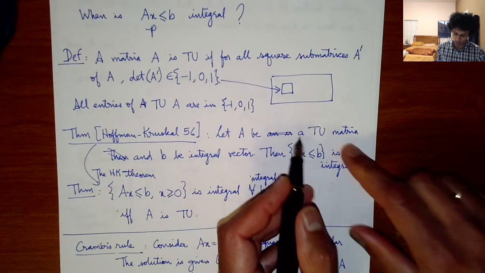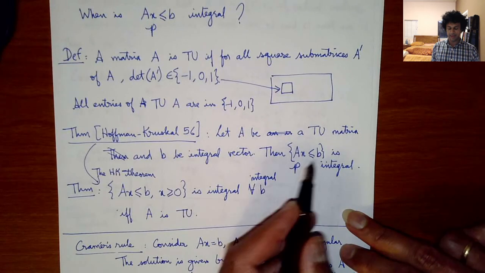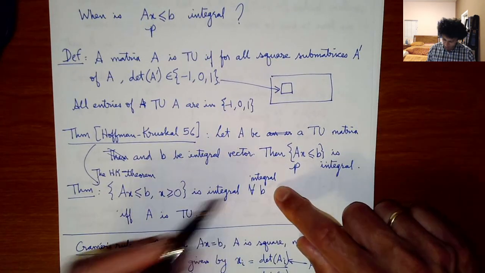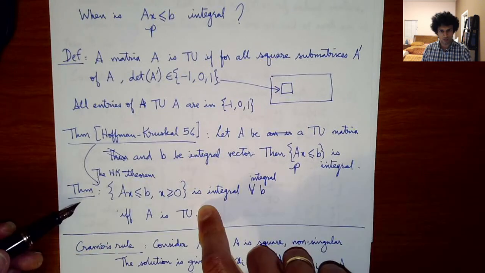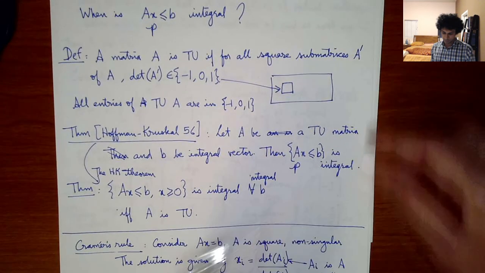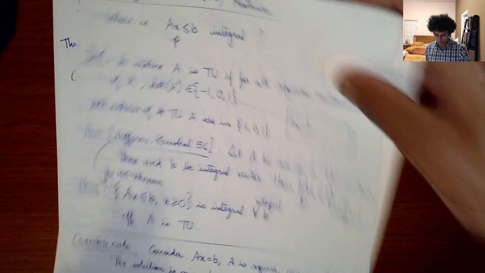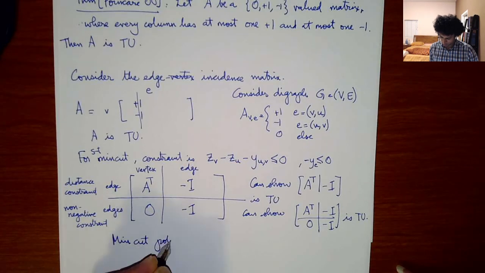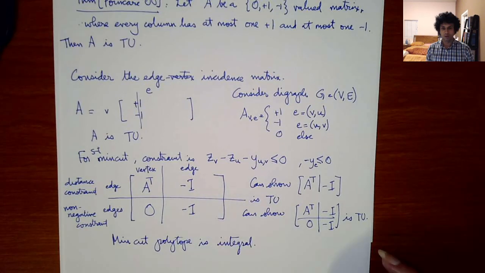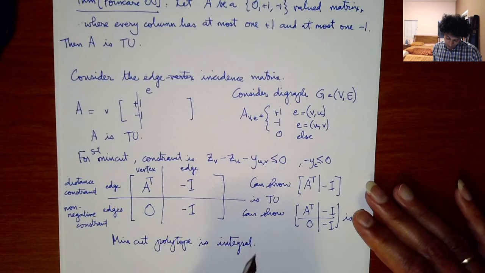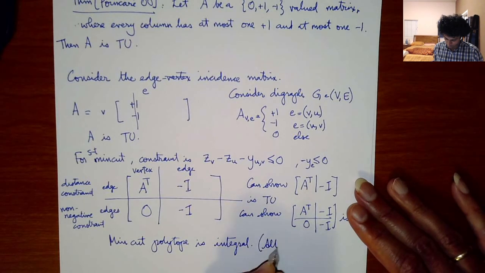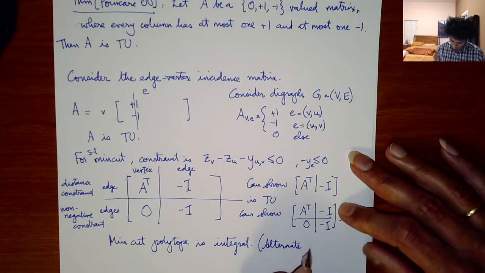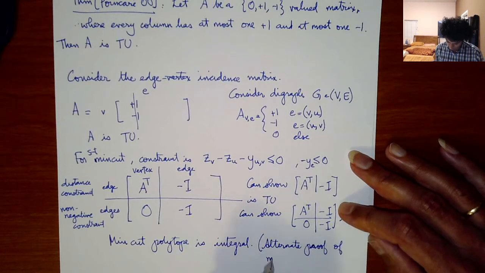And so you can apply the Hoffman-Kruskal theorem, the first part that says if A is a totally unimodular matrix and b is an integral vector, then Ax less than or equal to b is integral. Because we don't have non-negativity constraints, we can't use the main Hoffman-Kruskal theorem, but we can use the other one. So by this theorem, the min-cut polytope is integral. Using this, you can get an alternate proof of max-flow min-cut.